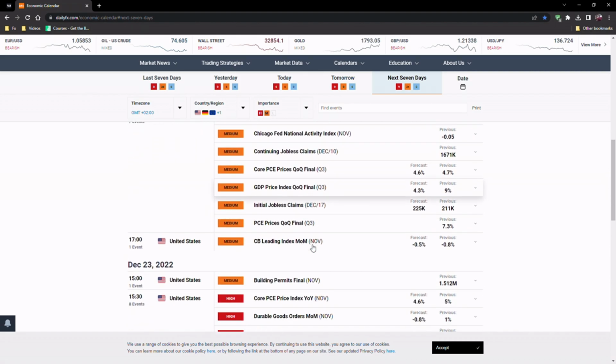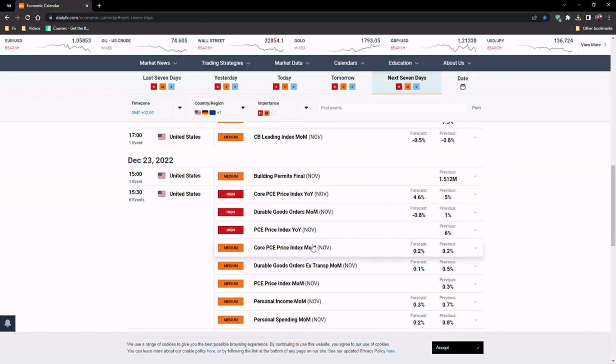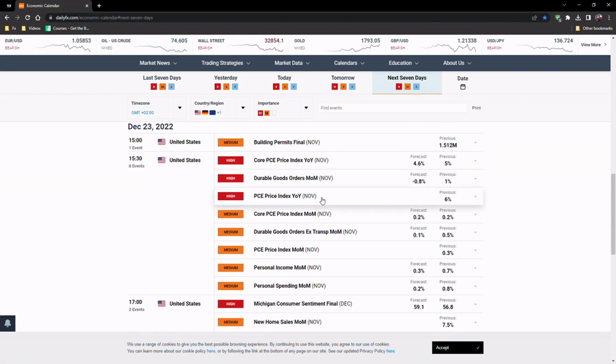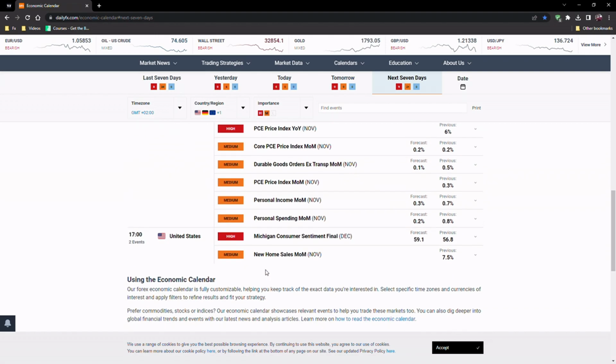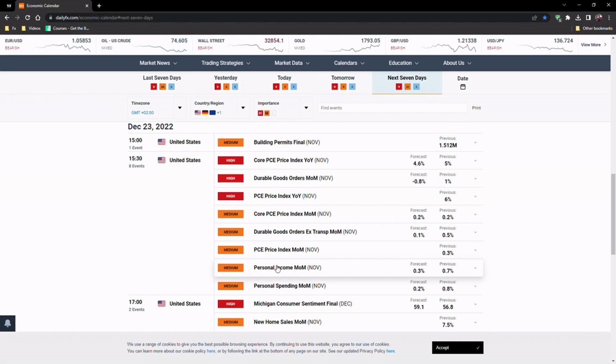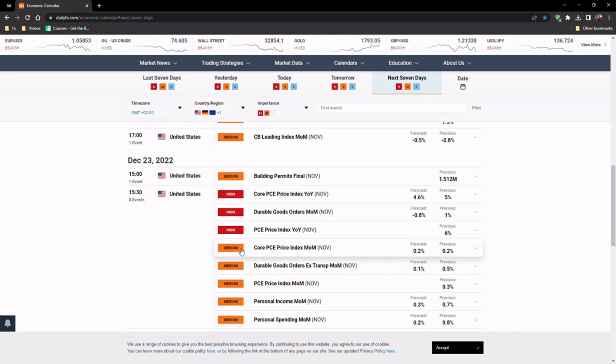So on Friday we do have the CPI, the core price index. That's gonna have an impact on our trading. What else do we have on Friday? But yeah, that's gonna be the last fundamentals for the week and for the year as well. Not a lot, maybe 5, 6, potentially 5 fundamental trade setups.